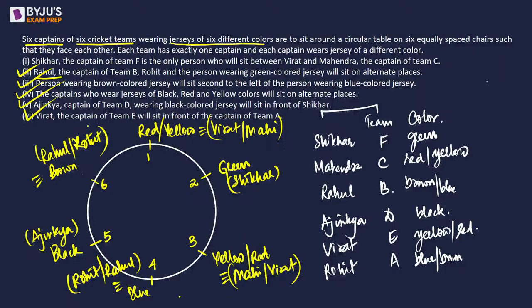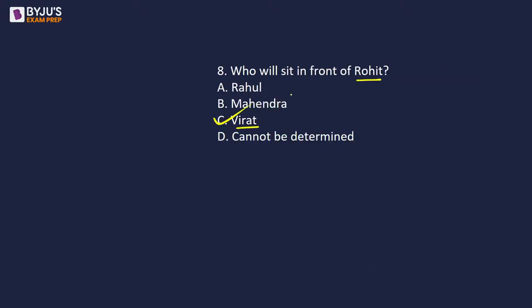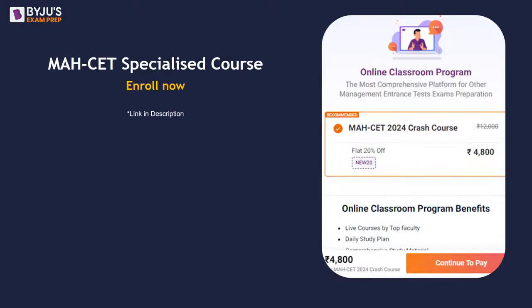Acha, the last one. Virat, the captain of team E, will sit in front of captain of team A. So team E and A, they will be sitting in front of each other, right? So it's not cannot be determined. Rohit and Virat sit facing each other. It is already given in these statements. So C will be the answer. Right. Yeah, it's going to be Virat. So in the last statement the captain of team A was Rohit, right? So that is something we had to check out already.